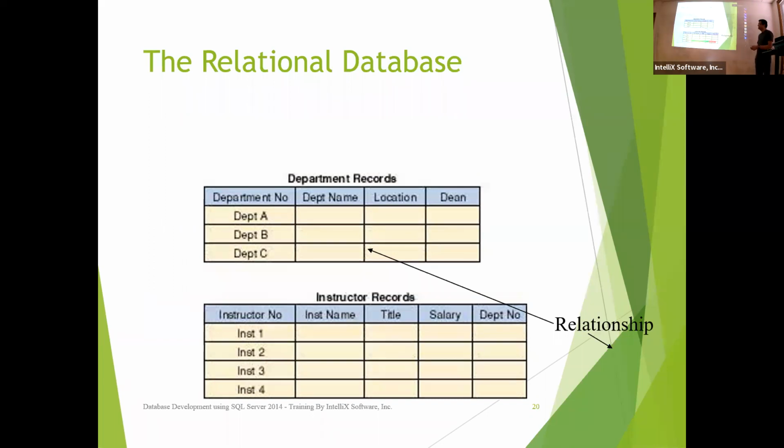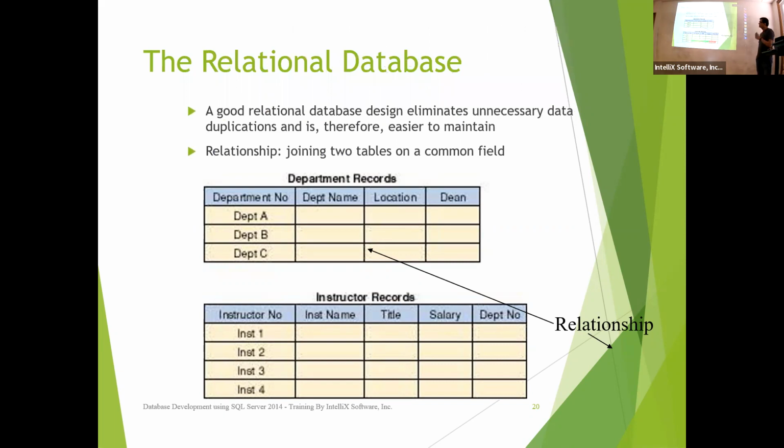Okay, so if I have to find out all the instructors who belong to this particular department, I can easily do that because the department number is there. And I can find out what department name or location they are working in. Because the department number is here, when I write my queries, I can pull up the data from these 2 tables. Otherwise, I cannot if the department number is not there. So again, relationship means joining 2 tables on a common field.